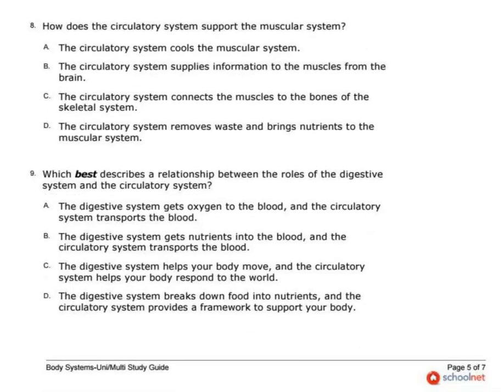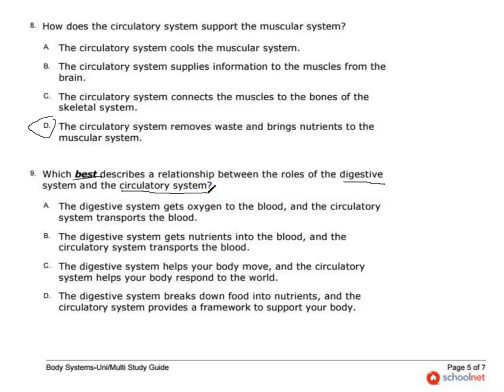How does the circulatory system support the muscular system? The circulatory system removes waste. It does do that, and it does bring nutrients to the muscular system because it is a what? Transport system. I'm certain that will probably show up on the test too. What best? Anytime you see that, you know there's going to be some decent answers in here. What best describes the relationship between the digestive and the circulatory system?